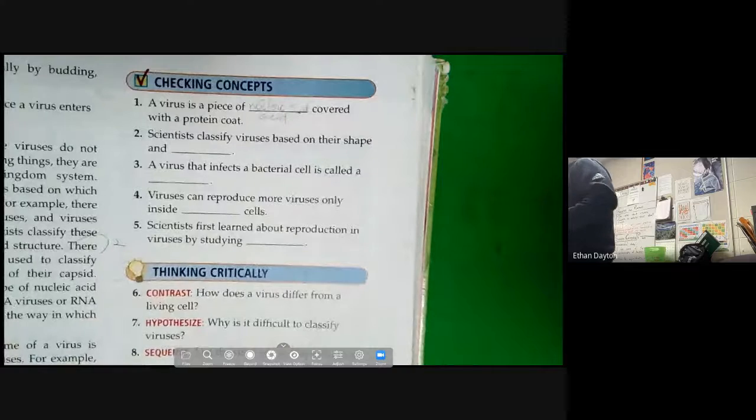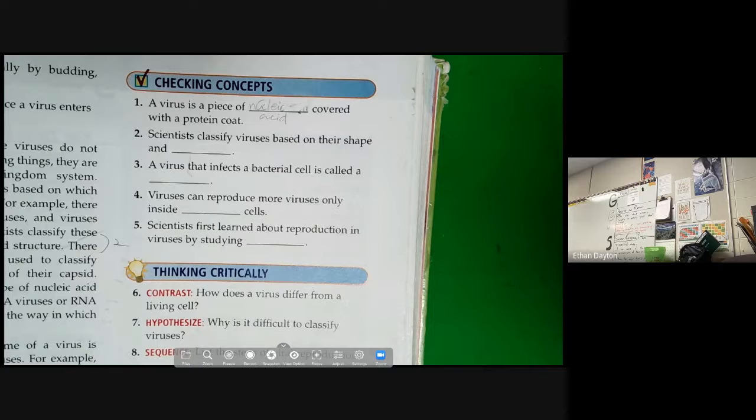Number 5 is the one I got stuck on. Go ahead, Aiden. Scientists first learned about reproduction in viruses by studying bacteriophage. Yep. Okay, so that's the same answer as 3. Yep, I knew that one. Bacteriography. Did you go, bacteriophage? Bacteriophage. Now you're saying I know. Okay.